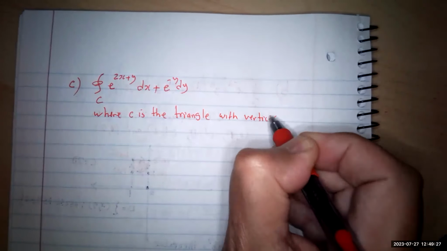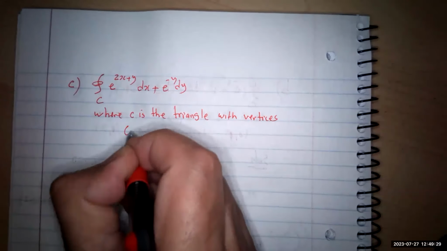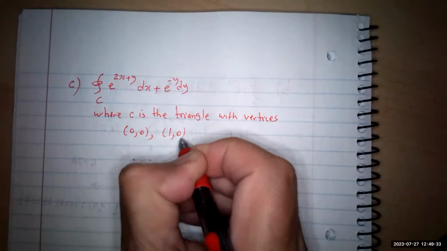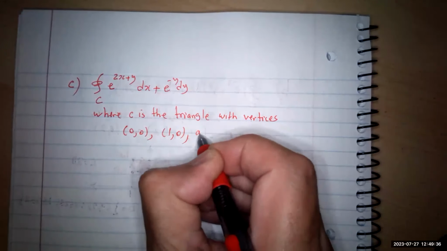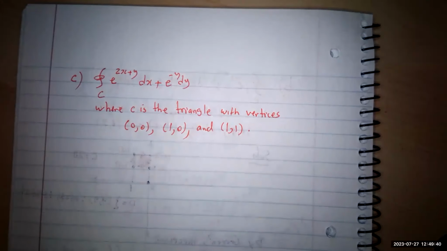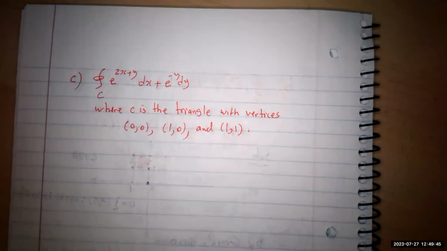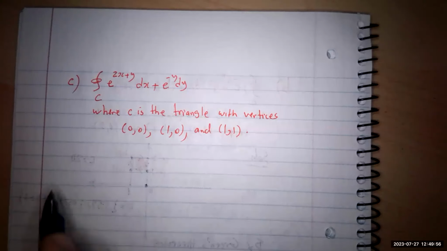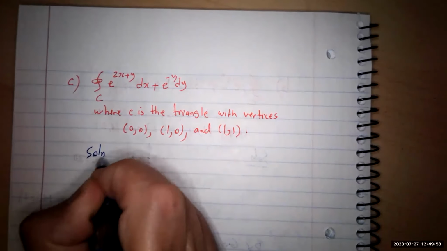The vertices are going to be 0, 0, which is the origin, that's easy to handle, then 1, 0, and 1, 1. Okay, that's going to be the one. Of course, these functions are easy. You can do it straight on if you want, it's possible, but we want to just check Green's theorem. So check the region to see if it's qualified.